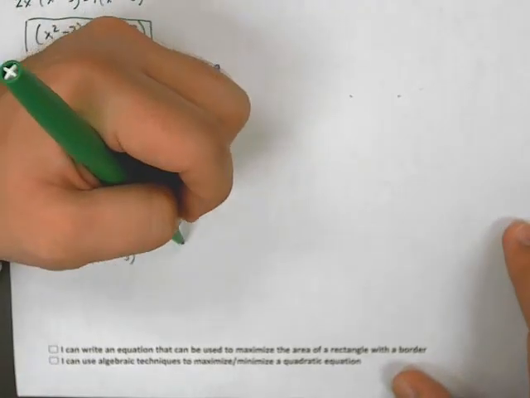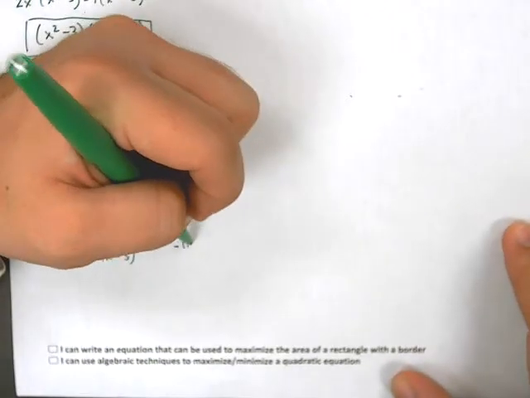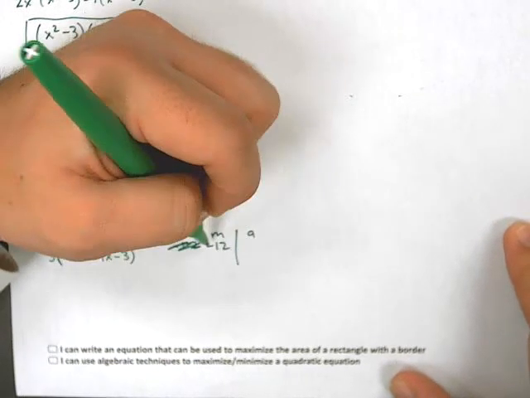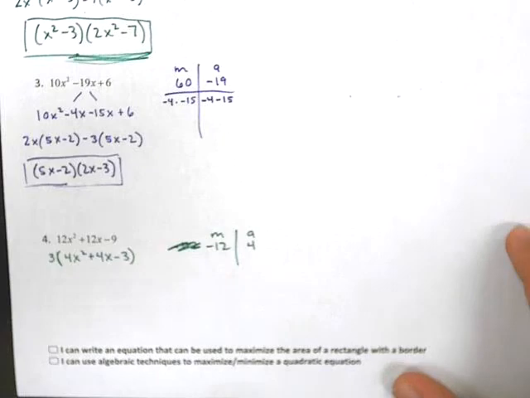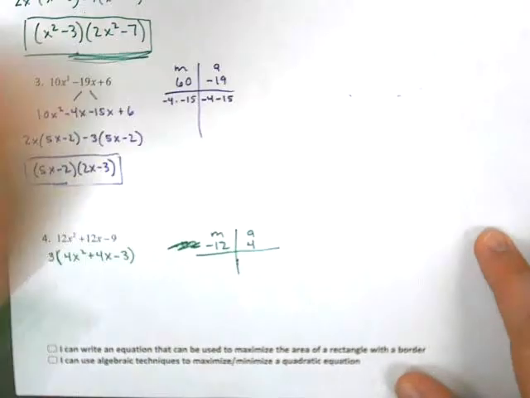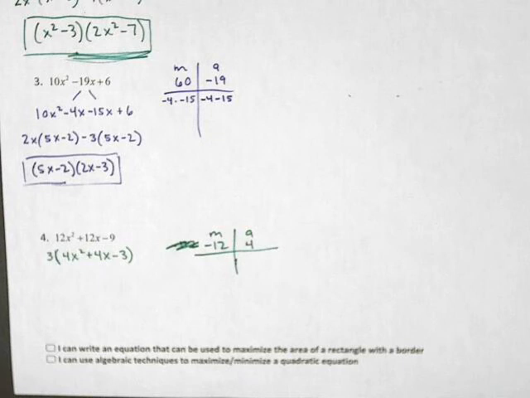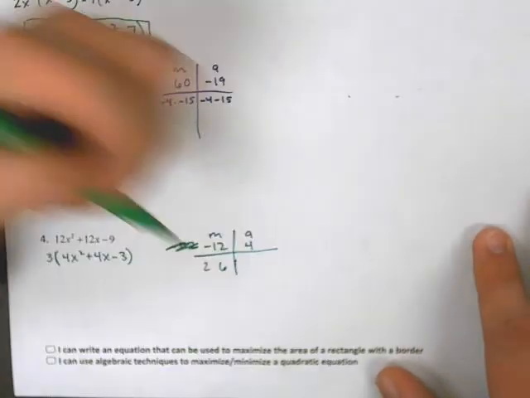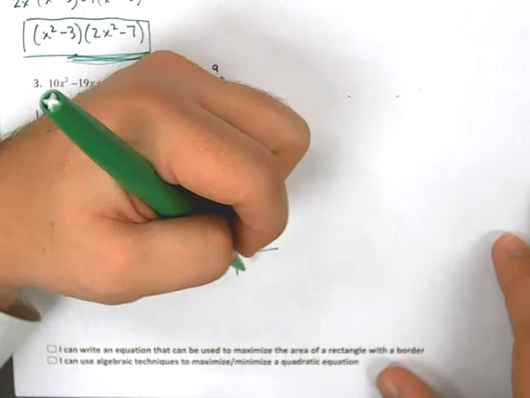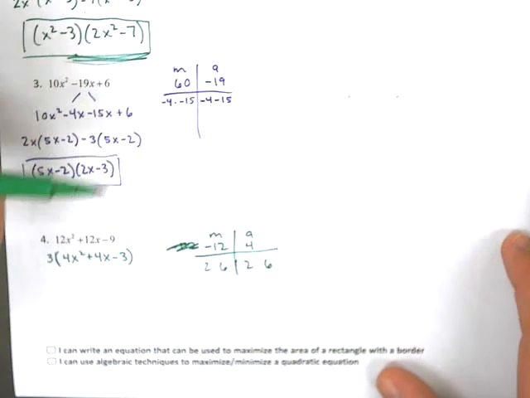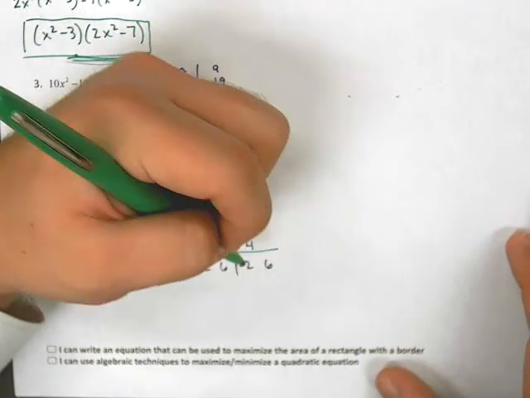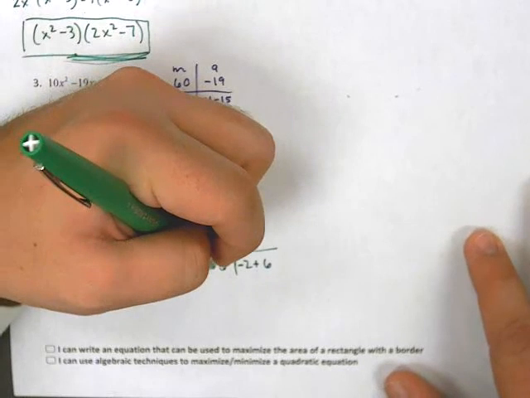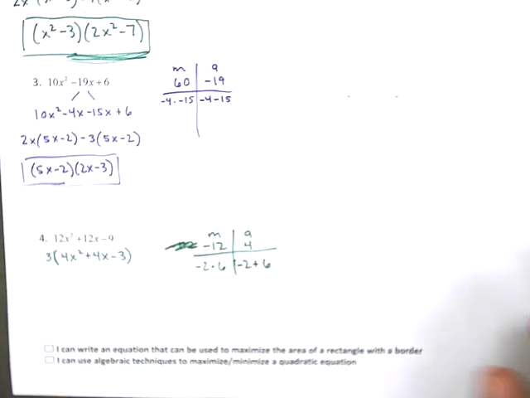Alright, 4 times negative 3 is negative 12. Let me start over. Negative 12, and we have to add to 4. So I'm thinking not 1 and 12. 2 and 6 sounds great, actually. What's going to have to be true if I want to get to positive 4? My negative 2, my 6 should be positive. Negative 2 times 6 is negative 12. This is perfect. We now know how to split the middle.